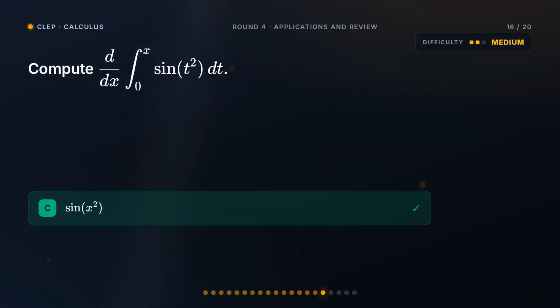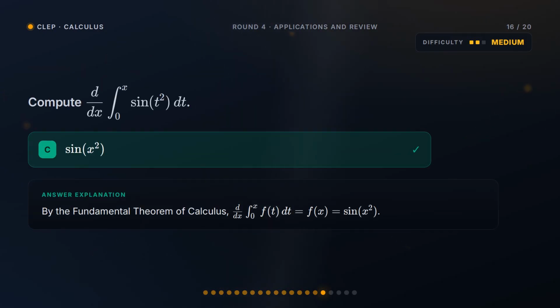The answer is C, sine of x squared. By the fundamental theorem of calculus, the derivative of the integral from 0 to x of f of t equals f of x. Here, that is sine of x squared.